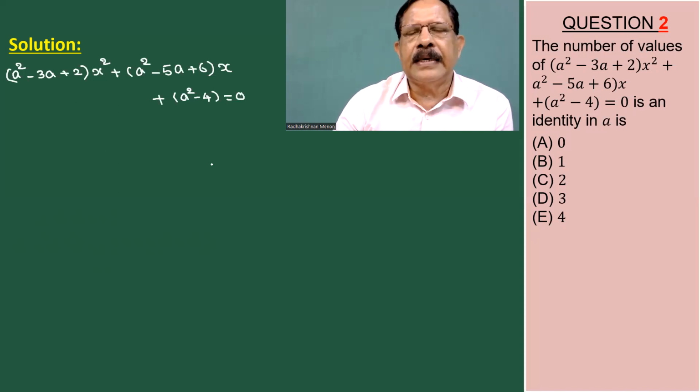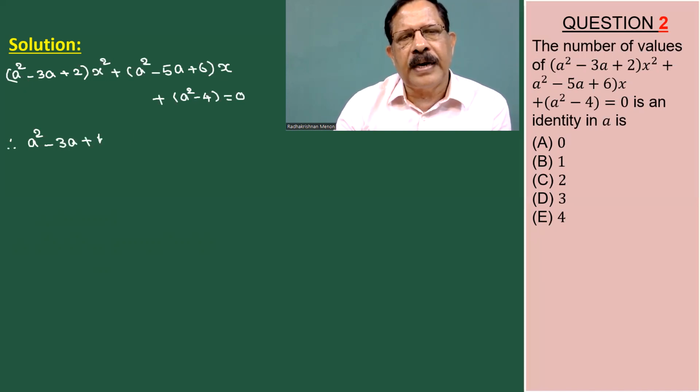If this second degree equation is an identity, therefore, coefficient of x squared must be equal to 0, coefficient of x must be equal to 0, and constant term also must be equal to 0. So remember, if a second degree equation is an identity, then coefficient of x squared is equal to 0, equation 1. Coefficient of x, a squared minus 5a plus 6 is equal to 0. And finally, a squared minus 4 is equal to 0.